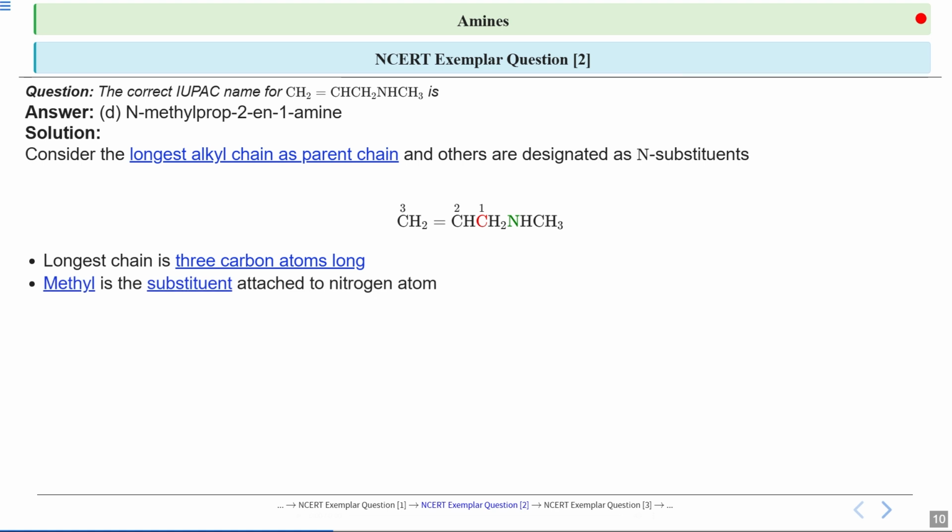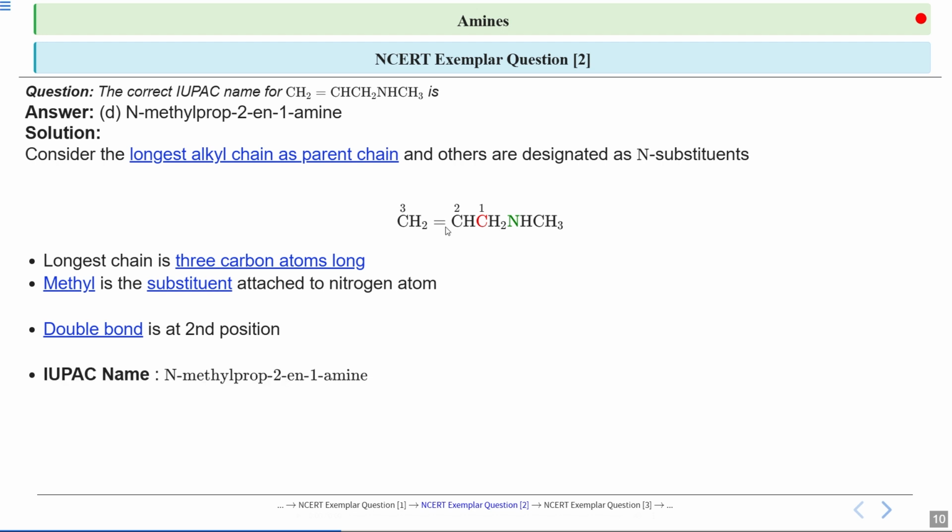Now if you'll see, methyl is the substituent which is directly attached to the nitrogen atom. So it will be designated as N-methyl. Now if you will see, there is a double bond which is present at the second carbon. Okay, so this is an alkene.